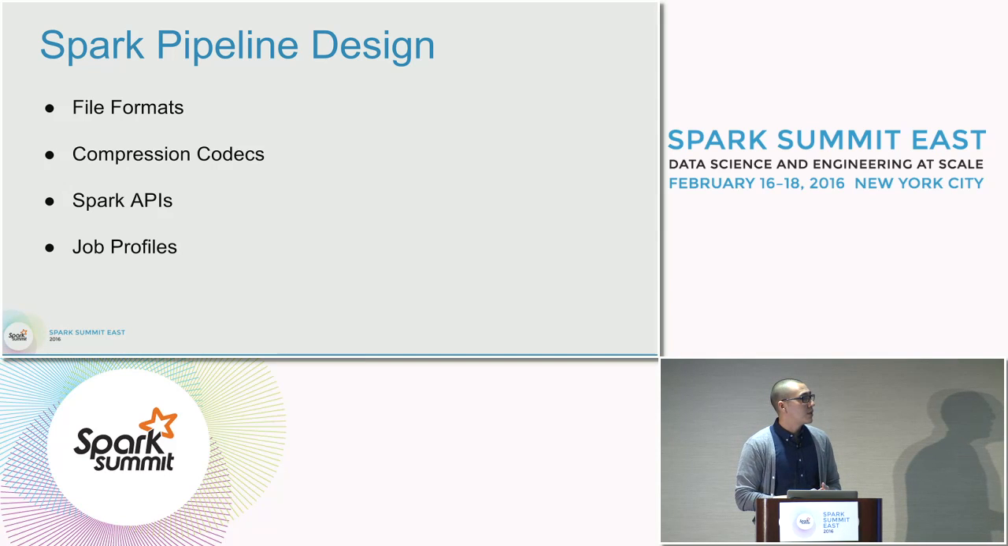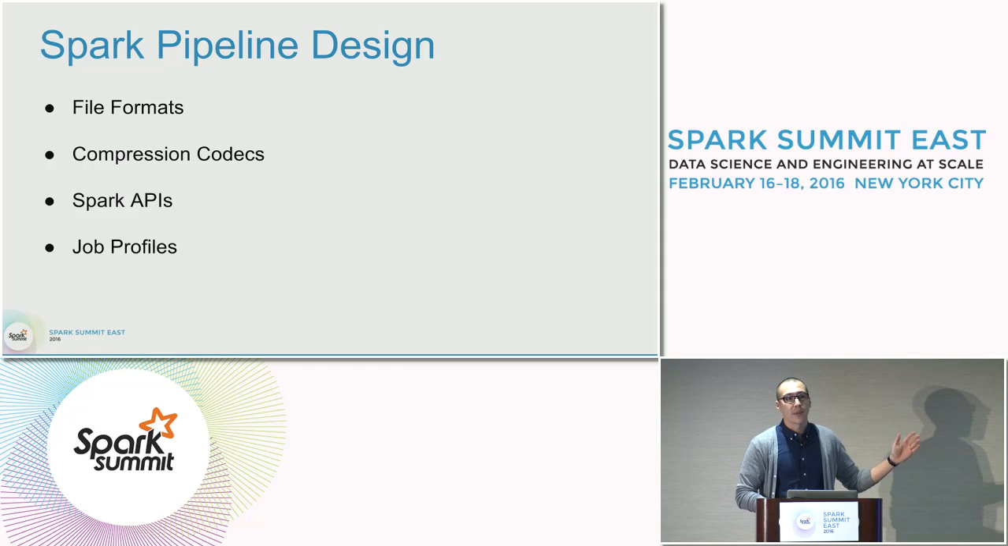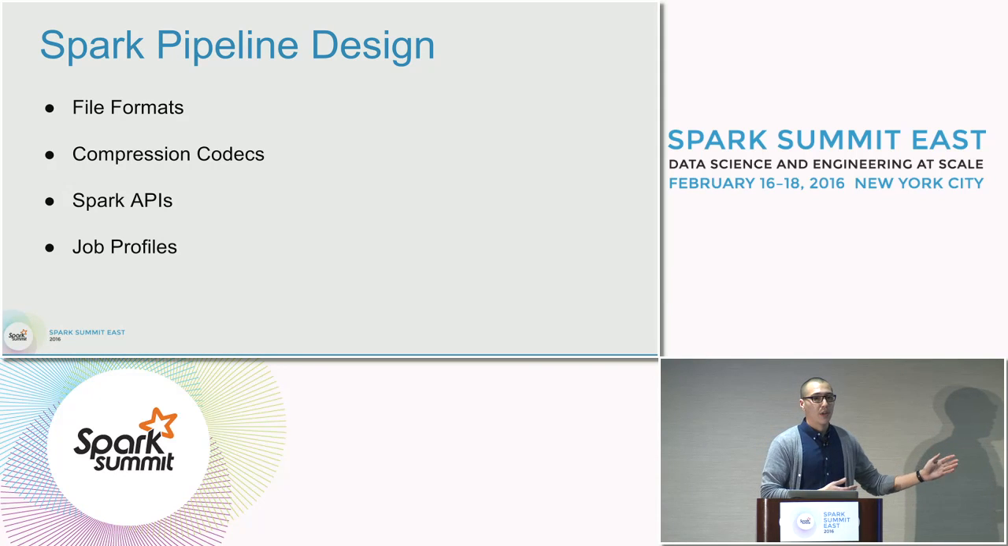So next we'll go into pipeline design, kind of what do you look for in terms of file formats, how they affect your performance when you're running these applications, compression codecs, Spark APIs, when to use the internal Spark APIs, when to write your own, and then job profiles, what to look for when I'm typically debugging these applications for users, right? If you come to me and say, my Spark application is slow, where am I gonna go look first, and how do I think about that process, right?